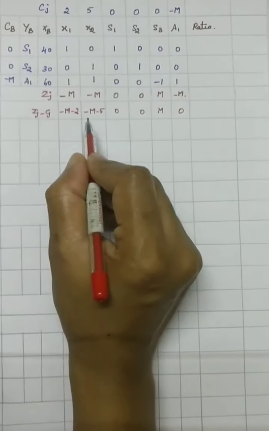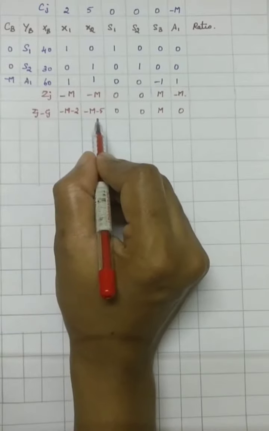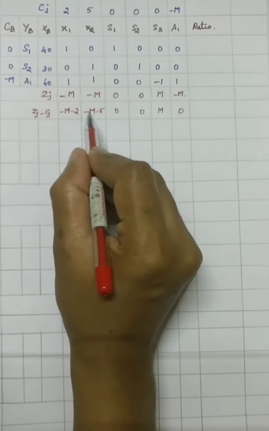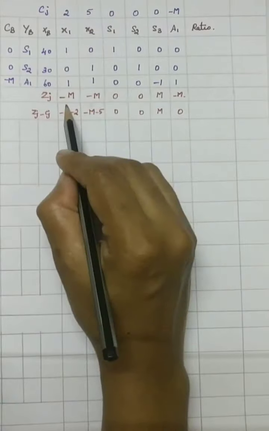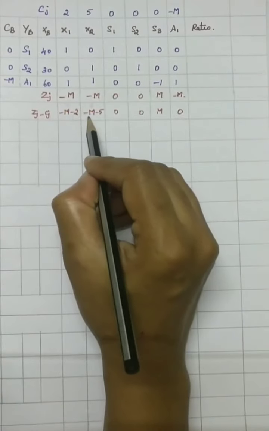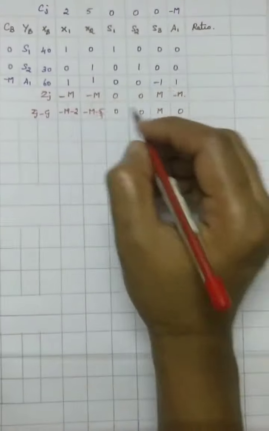In this step we have to go with the most negative value. Most negative value means we have to substitute for m, because here m represents the biggest positive integer. Suppose you put 5 for m, what is the answer? This is minus 7, this is minus 10. So this is your most negative value, and this is your key column.